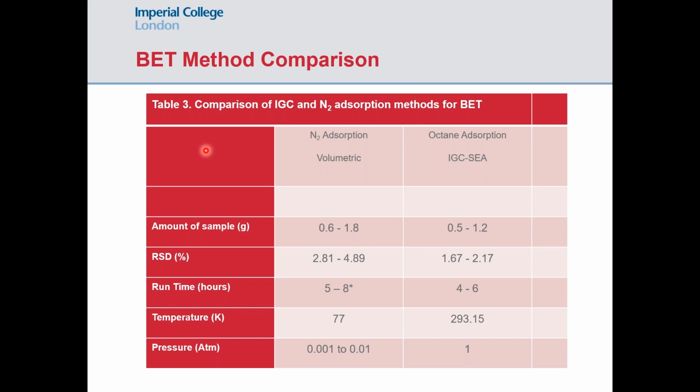So here is just a general comparison of the measurement approaches: nitrogen versus octane absorption using IGC. The amount of sample is fairly similar, to be honest. The time to run the RSD errors, maybe about a factor of 2 lower for the IGC. The run time's a little bit faster. Not a lot faster, depending on the preconditioning arrangements, but it's a little bit faster.